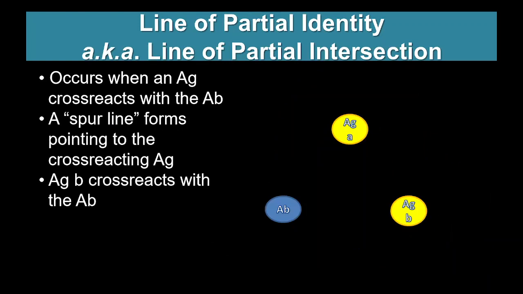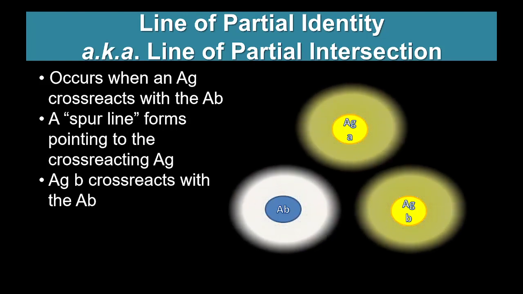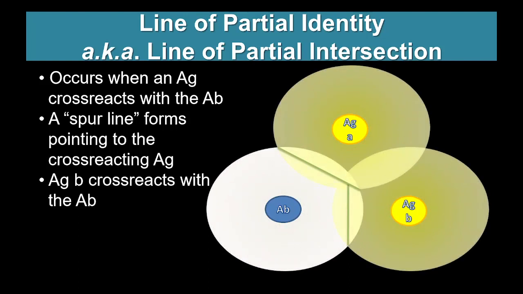Next is the line of partial identity, also known as the line of partial intersection. In our setup, we have three wells. One well contains the specific or known antibody. Antigen A here will contain the specific or known antigen to our antibody. And then we have the antigen B well. The antigen B well will contain the sample coming from the patient. Now, after placing the antigens and antibody, there will be a reaction.